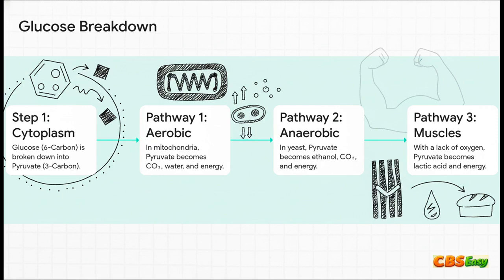You get tons of energy. Pathway 2. If there's no oxygen at all, like in yeast, you get anaerobic respiration and it becomes ethanol. And pathway 3. In our own muscles, when we're working out really hard and there's a lack of oxygen, it turns into lactic acid. You have to know these three fates, where they happen, and what they produce.